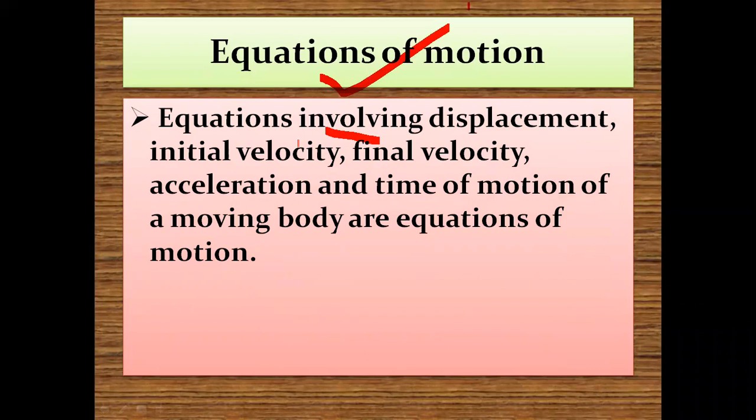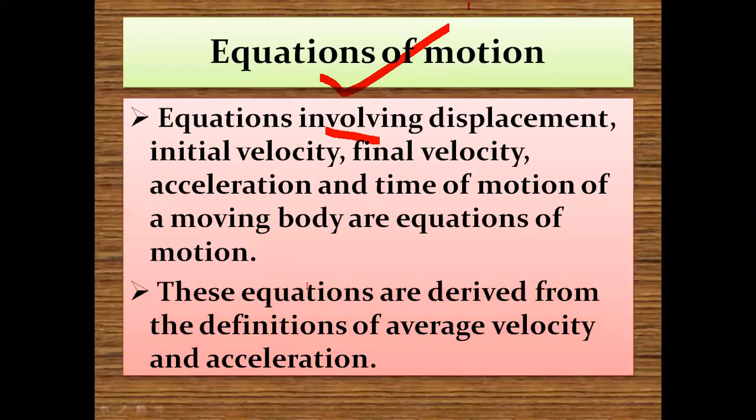Or in simple terms, you can tell equation of motion like this also: the equation which shows the relationship between displacement, initial velocity, final velocity, acceleration, and time of motion. That is known as equation of motion. And we can derive the equation of motion from the definition of average velocity and acceleration.